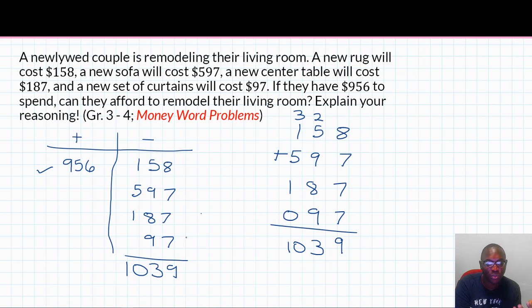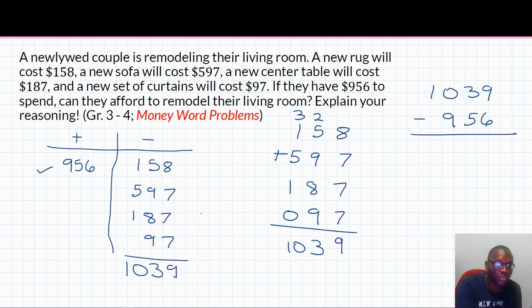So when you get to that point, when you see how much more, we're looking at a situation like this: 1,039 minus 956. So let's go ahead and do the subtraction. 9 minus 6, we're going to have 3 here. And then 3 minus 5, we can't do that. We're going to come over here. We can't do anything here. So we come over here. We're left with 0. 10 here.